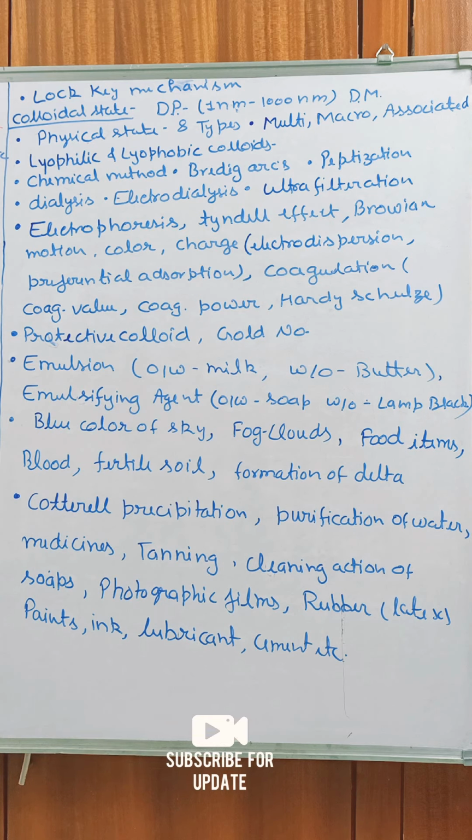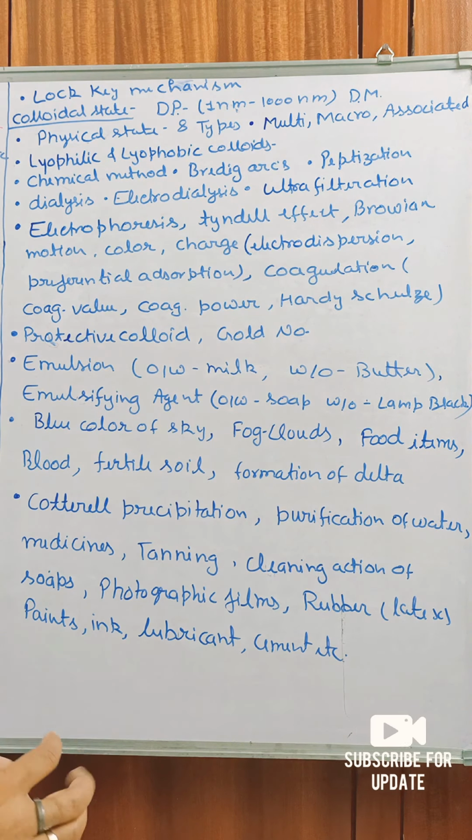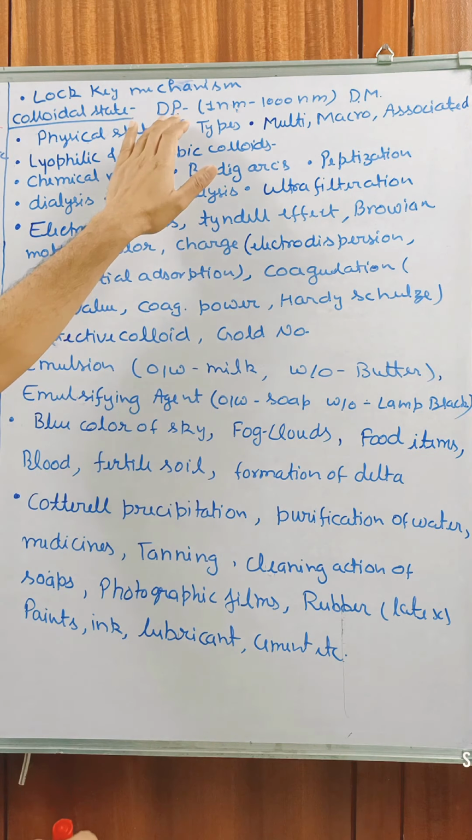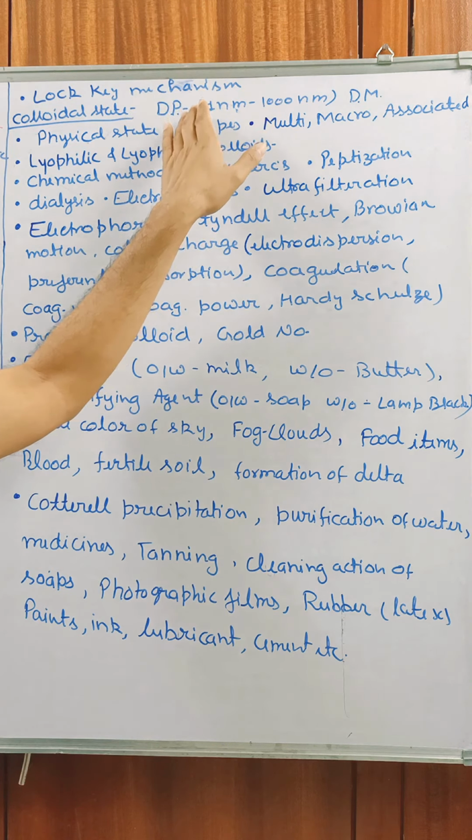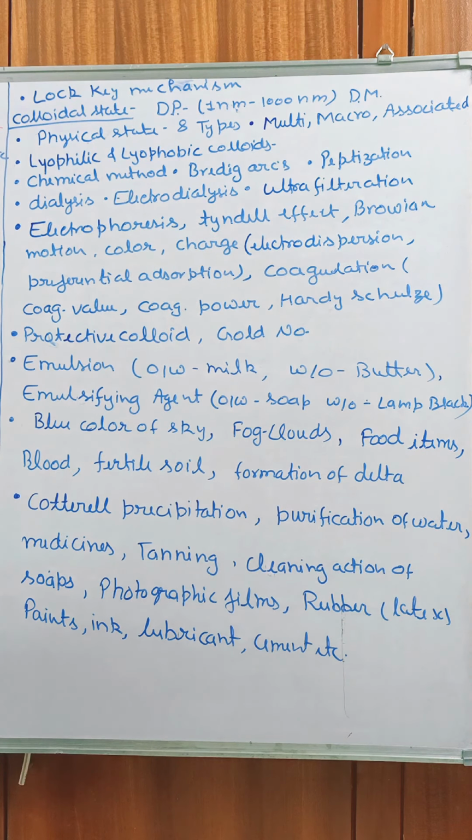Okay, so now we have the next topic, the colloidal state. What is the meaning of the colloidal state? If the size of the particle lies from 1 nanometer to 1000 nanometer, that is called the dispersed phase. These particles are present in a solvent, and that solvent is called the dispersion medium. A colloidal solution is always heterogeneous in nature.